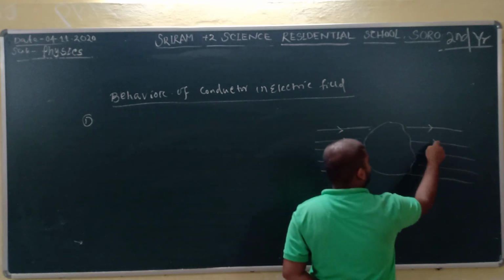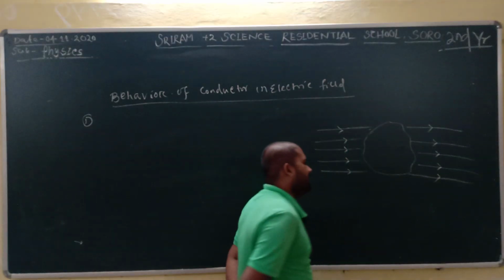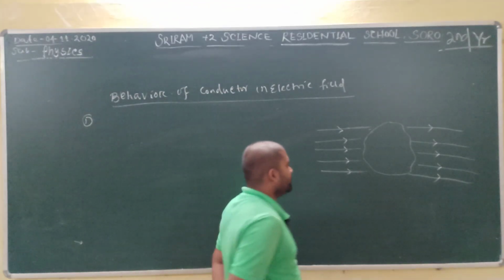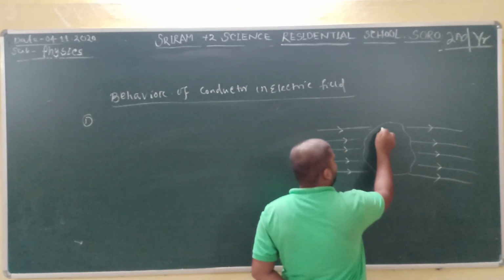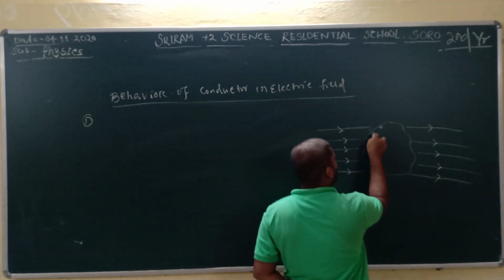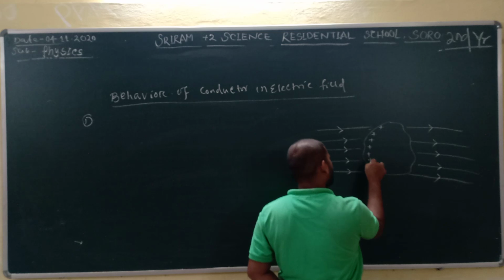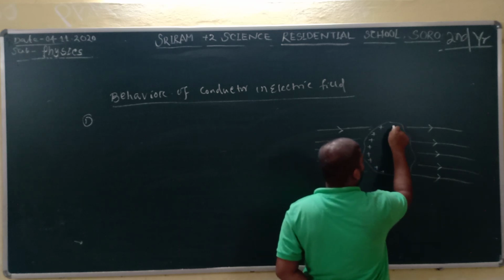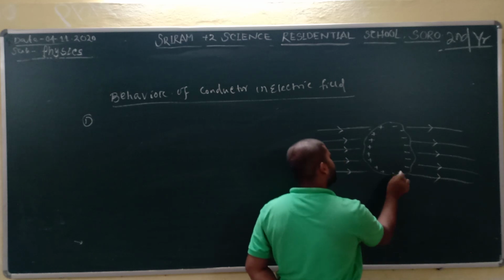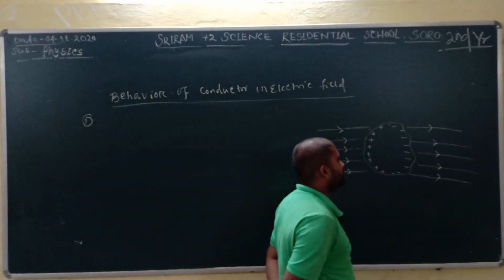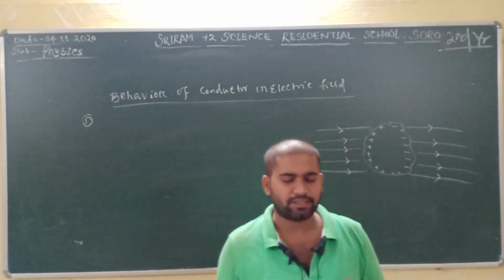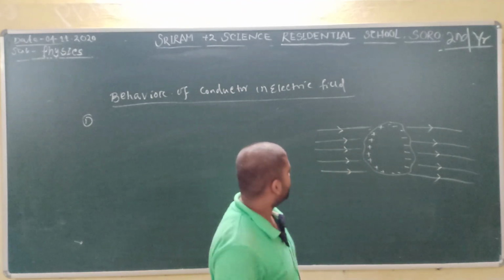The electric lines of force do not pass through the conductor. The reason is that because of that electric field, all the charges align on the surface of the conductor. When you apply the electric field, all the charges of the conductor lie on the surface.